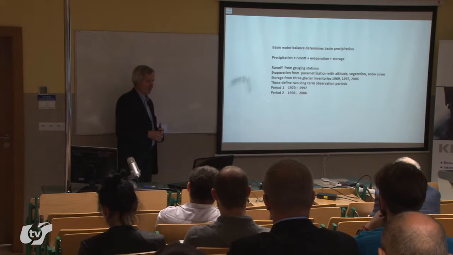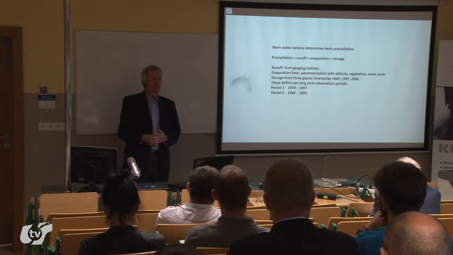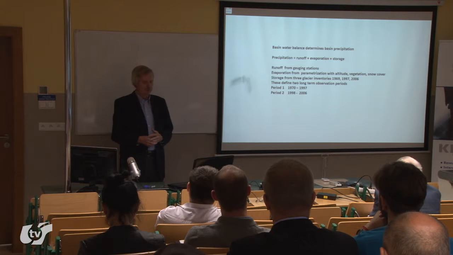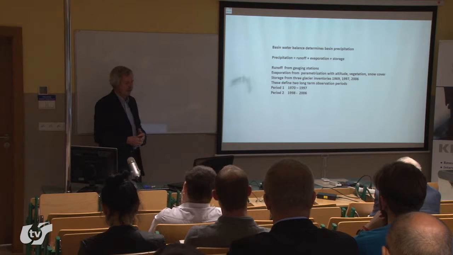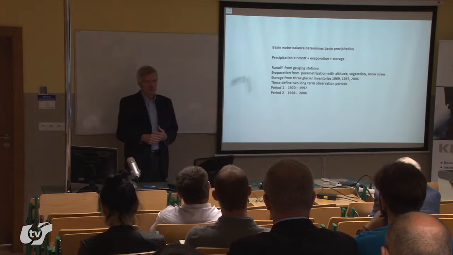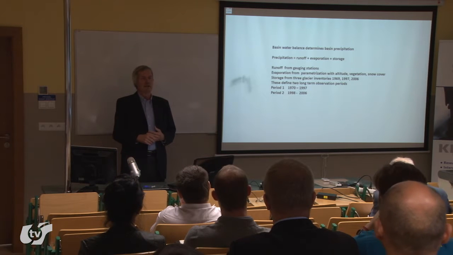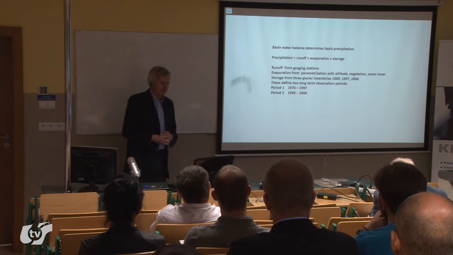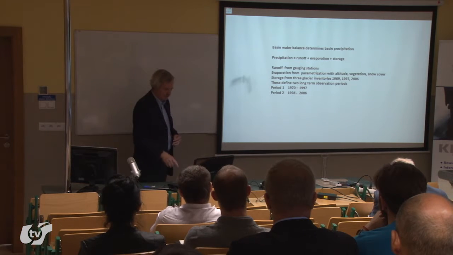Then we have the term of storage, which is established from three glacier inventories, 69, 97, and 2006. These three glacier inventories give us two periods with a reliable change of storage in the basins. I call them period one and period two.